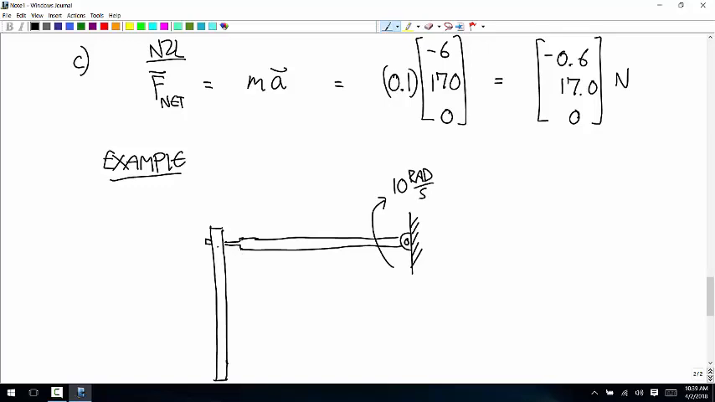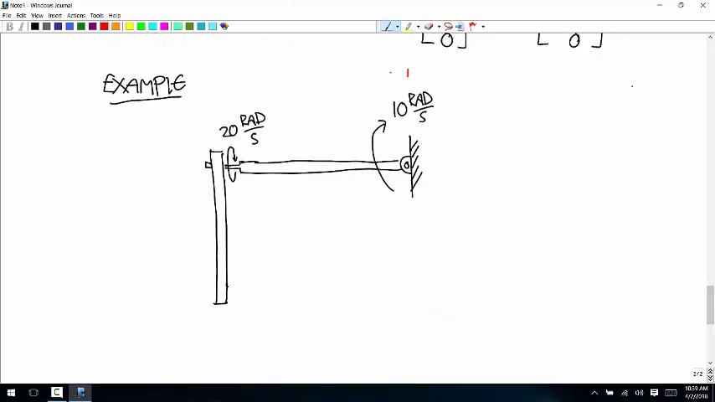Let's say that this one is 20 radians per second, and the lengths are each 1 meter. The vertical member. Yes, that's right. So this thing is just spinning this way around that little pin.